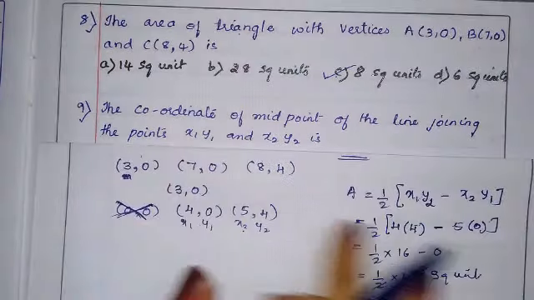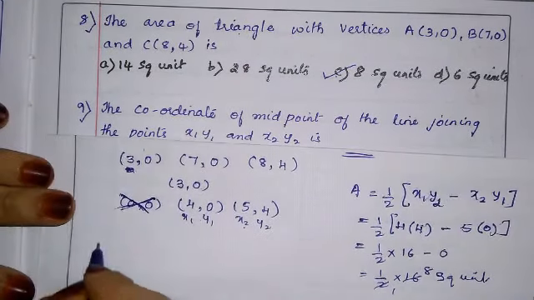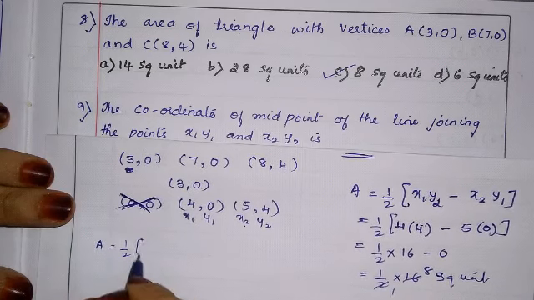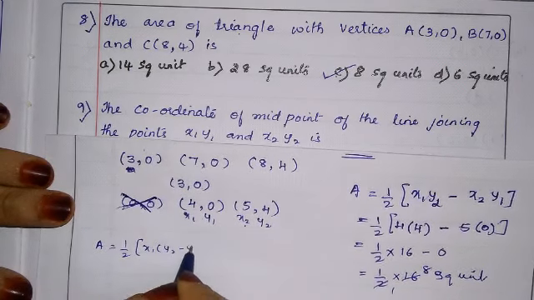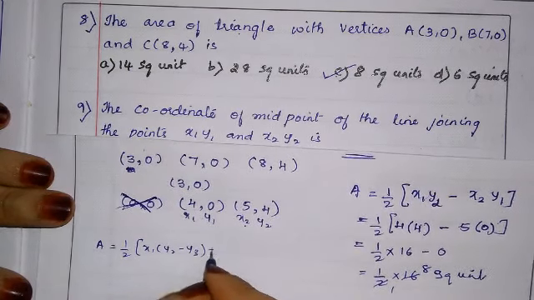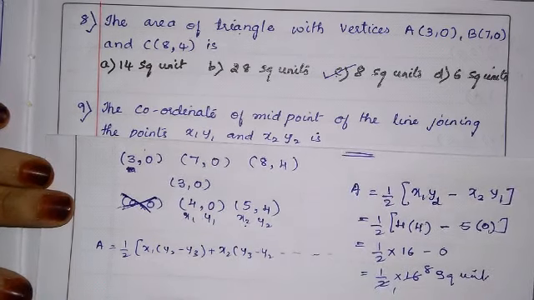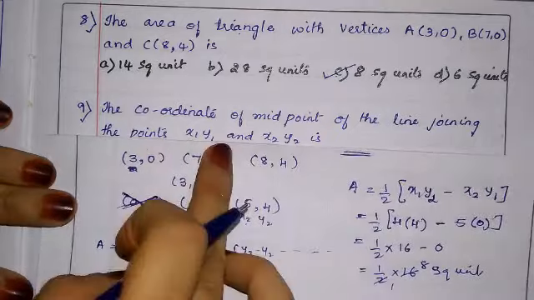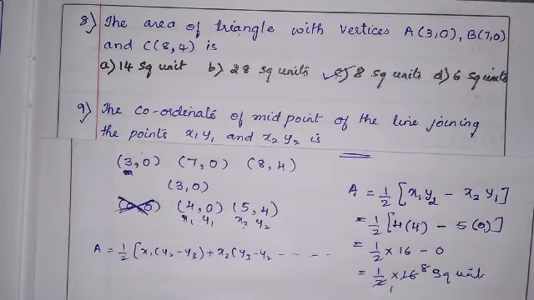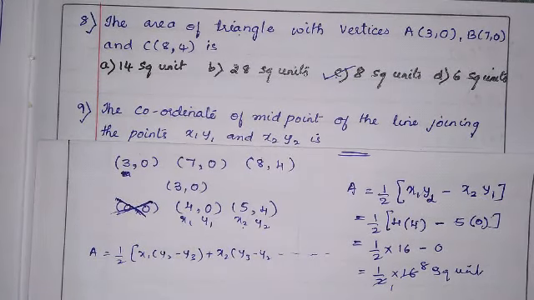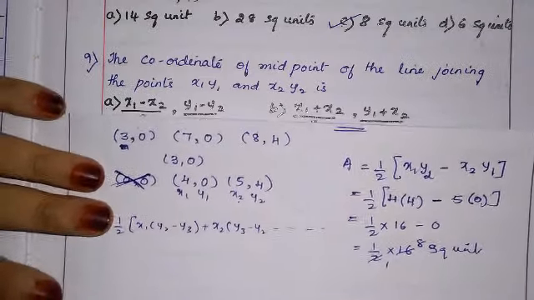If you are confused with this method, you can go for the regular method, that is area is equal to x1 (y2 minus y3) plus x2 (y3 minus y1) and so on. This full formula method you can go for. But this is the easy and quick method where you can get the answer easily. Okay, let us see the next question.